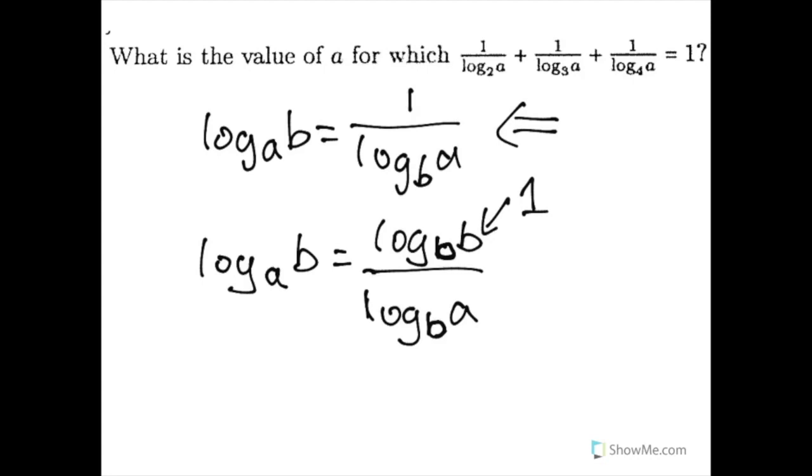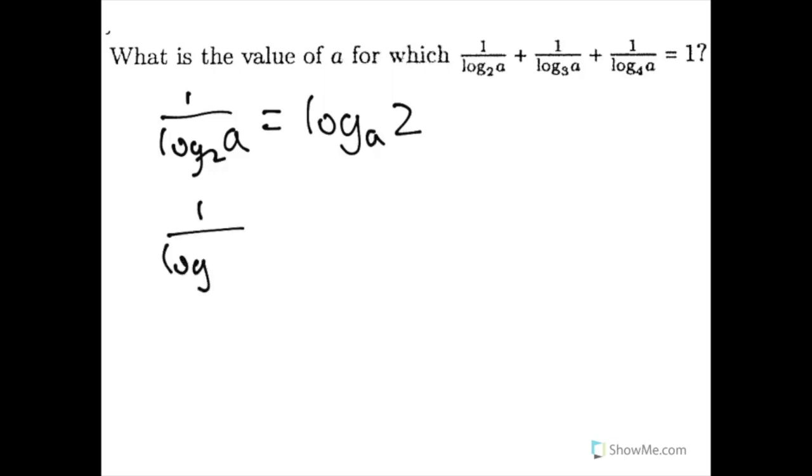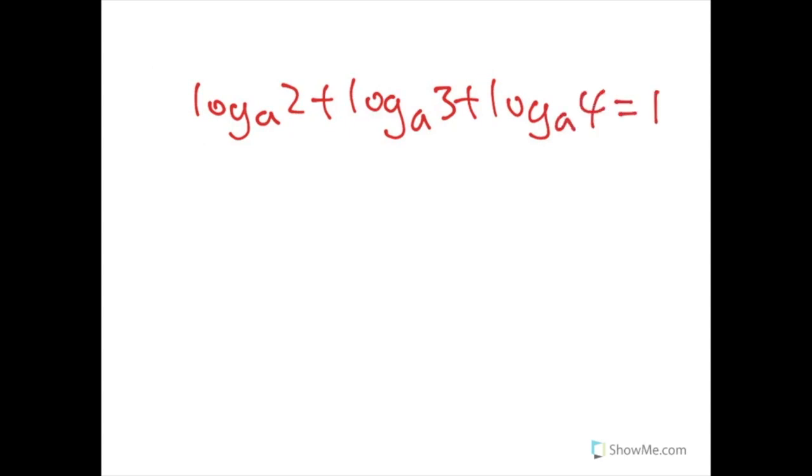So now this problem becomes a lot easier, because 1 over log base 2 of A is equal to log base A of 2. And similarly, 1 over log base 3 of A is equal to log base A of 3. And 1 over log base 4 of A is equal to log base A of 4. Summing all of these together, we get that log base A of 2 plus log base A of 3 plus log base A of 4 is equal to 1.